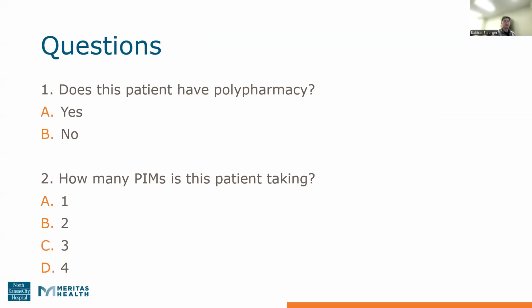Looking at my chat feature here. Okay, we have primarily yeses. Yes, so good job. As we talked earlier, 5 or more medications is the most well-accepted definition of polypharmacy. So this patient was taking 6. And then this takes us to our second question. How many PIMs or potentially inappropriate medications is this patient taking? 1, 2, 3, or 4?